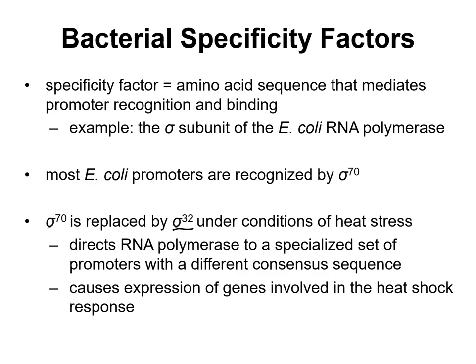And the numbers just tell you how large the sigma factor is, so its weight in kilodaltons. When sigma 32 is under control, it's going to direct that RNA polymerase to special promoters with a different consensus sequence. And this is going to cause the E. coli to express genes that are involved in reacting to the stress of heat, the heat shock response.